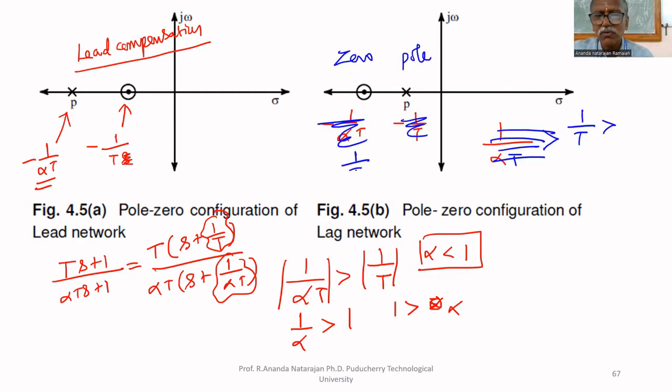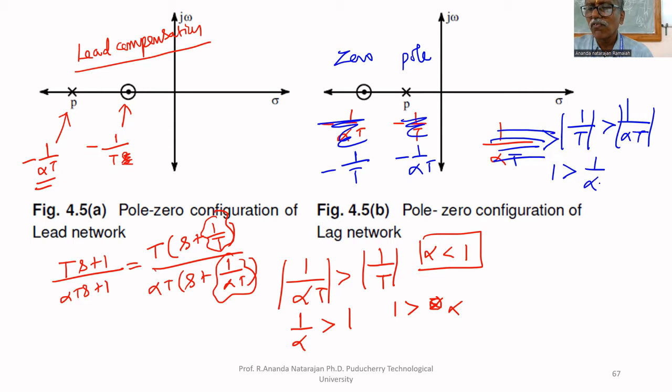Here, this is minus 1 by tau, this is minus 1 by alpha tau. This is the pole, you know. So modulus of 1 by tau must be greater than modulus of 1 by alpha tau. It means what? Tau getting cancelled. Therefore, 1 must be greater than 1 by alpha, or alpha must be greater than 1. Then it is called lag compensator. This is called lag compensator.